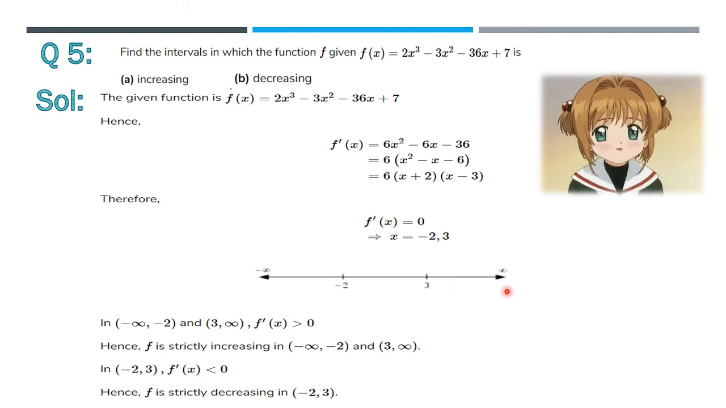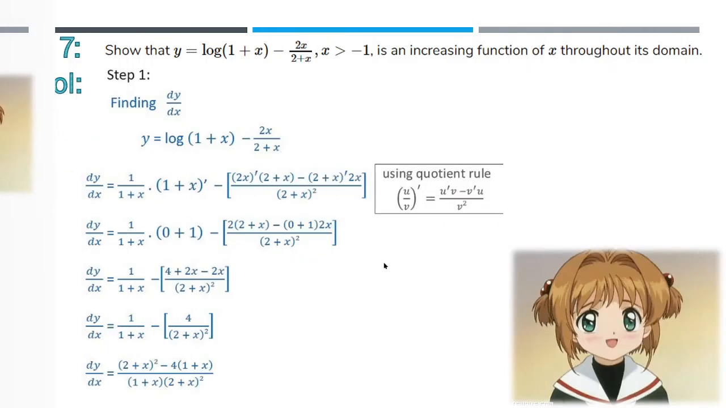Now 3 to infinity, let's take any value. Let's take 4. 4 plus 2 is something positive, 4 minus 3 is something positive. So the overall result is positive. So f dash x is greater than 0. It means the function is strictly increasing.